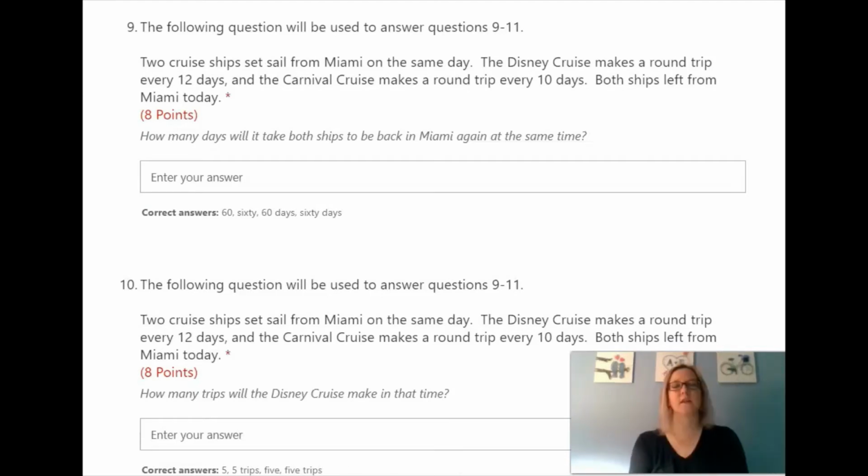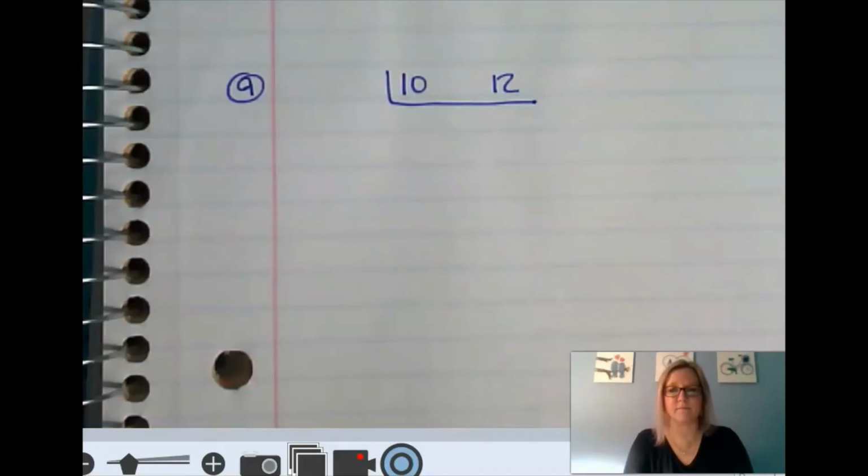at the same time? So in this problem, I don't really see an obvious keyword that indicates either greatest or least. So this is a case where I would really need to think about, am I splitting things up or am I multiplying or repeating something? And if these cruise ships are going every 12 days and every 10 days, that involves repetition. They're going over and over again. So that would represent multiplication, multiple, least common multiple. So 9, 10, and 11 involve least common multiple. So we'll be finding the LCM of 10 and 12 for problem number 9.